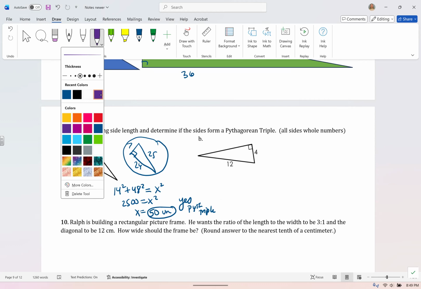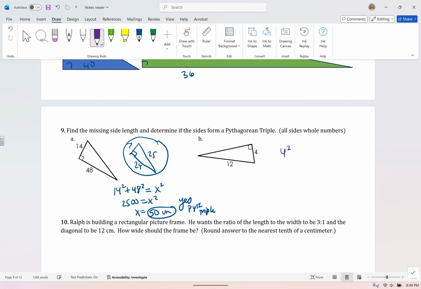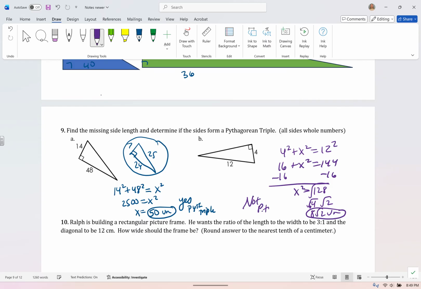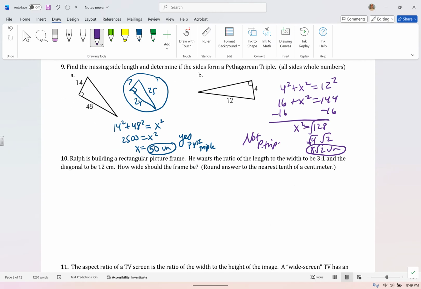Okay. And then this one is going to be 4 squared plus x squared equals 12 squared. 16 plus x squared equals 144, minus 16 from both sides. Get x squared is equal to 128. Square rooting both sides gives you the square root of 64 times 2, or 8 root 2, and that's in units. So, of course, that's not a Pythagorean triple. Why? Because all three sides are not integers or whole numbers. Integers implies they could be negative, and we don't have negative lengths on our pictures.